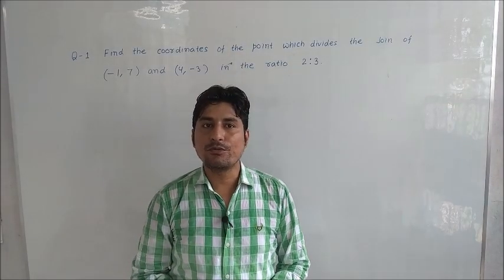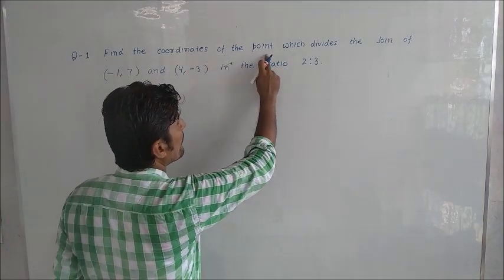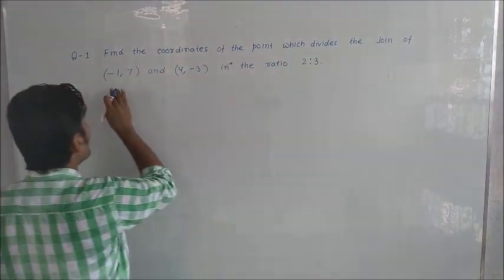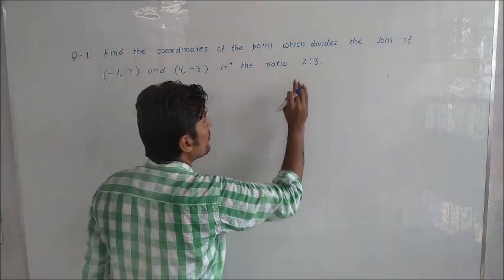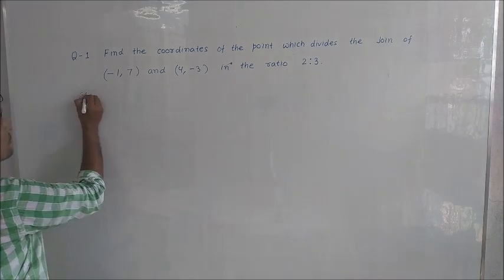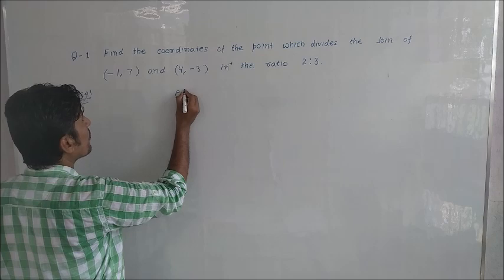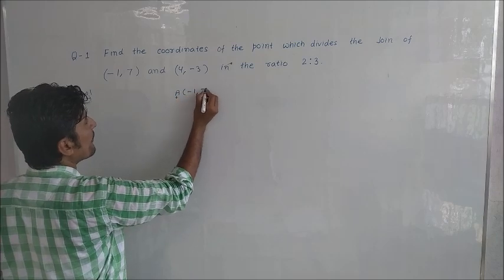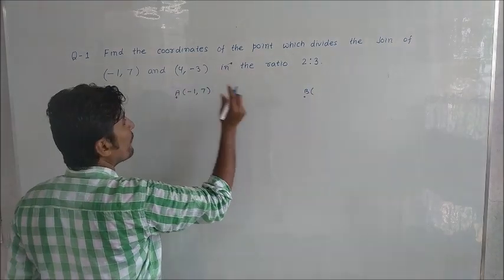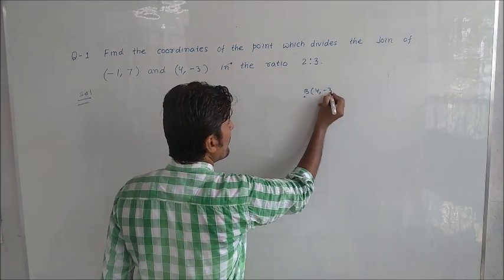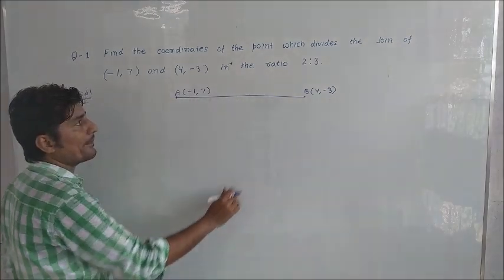Exercise 7.2. The very first question. Find the coordinates of the point which divides the join of (-1, 7) and (4, -3) in the ratio 2:3. So in the solution, first of all, we have to write, suppose there is a point A whose coordinate is (-1, 7). Second point is B whose coordinate is (4, -3). If we are joining these 2 points, then we are having this line segment.